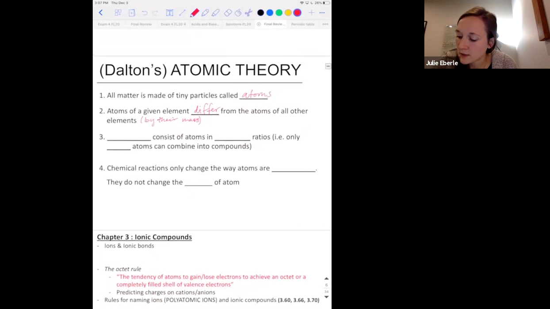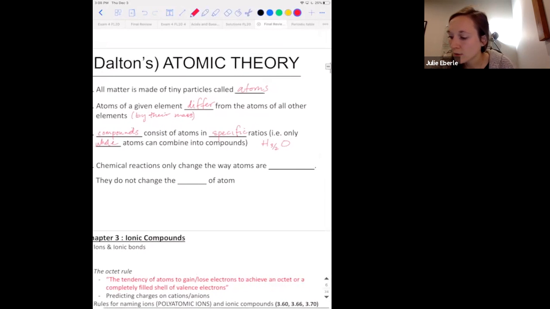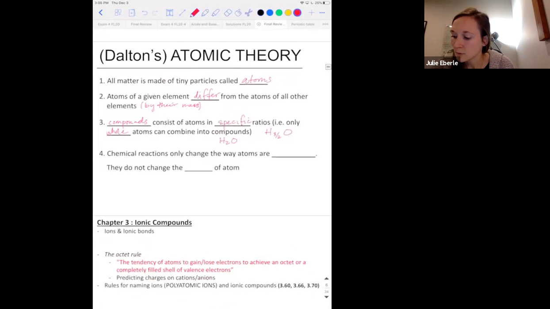Part number 3, compounds consist of atoms in specific ratios. Only whole atoms can combine into compounds. So here's what that means. You cannot have H 3 halves O, right? You can't have half an atom. It's only whole numbers as subscripts. It could be H2O, H3O plus, but it can't have half an atom. All right, whole numbers on the subscripts when we write chemical formulas.